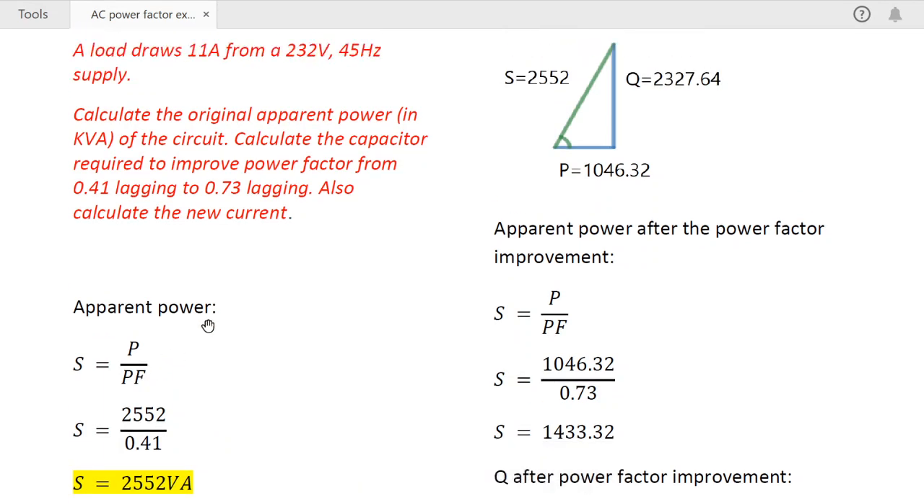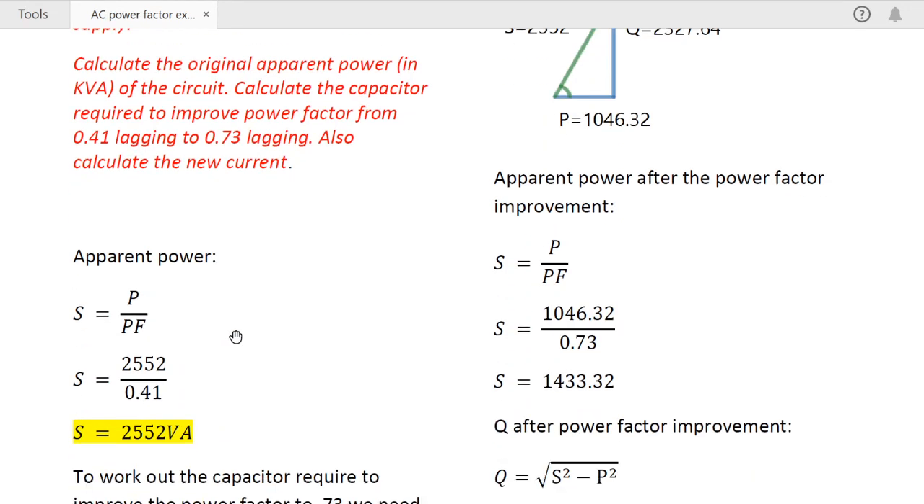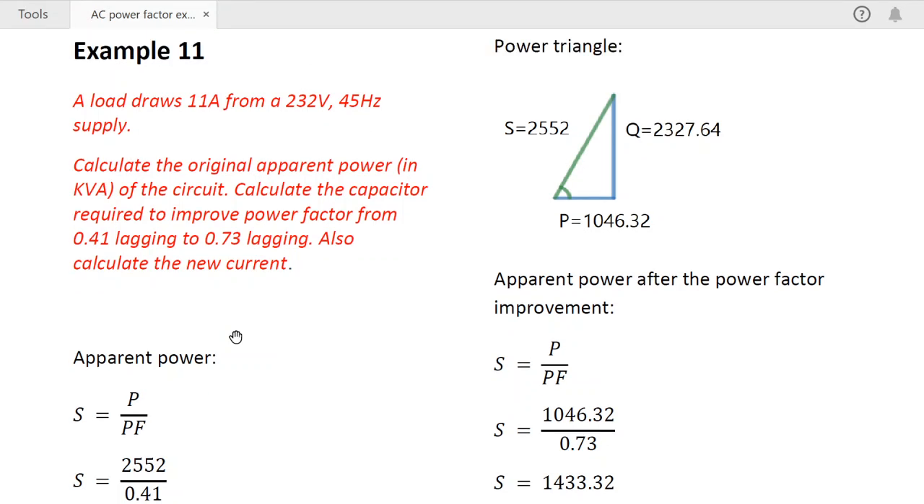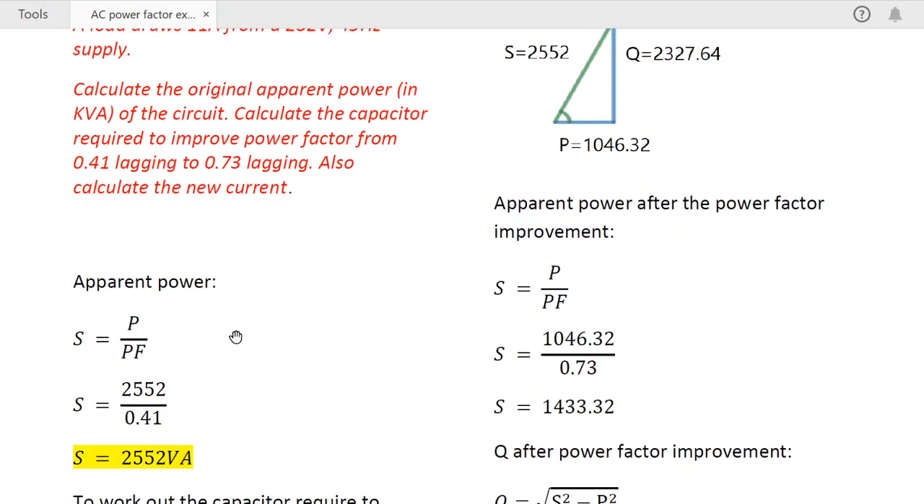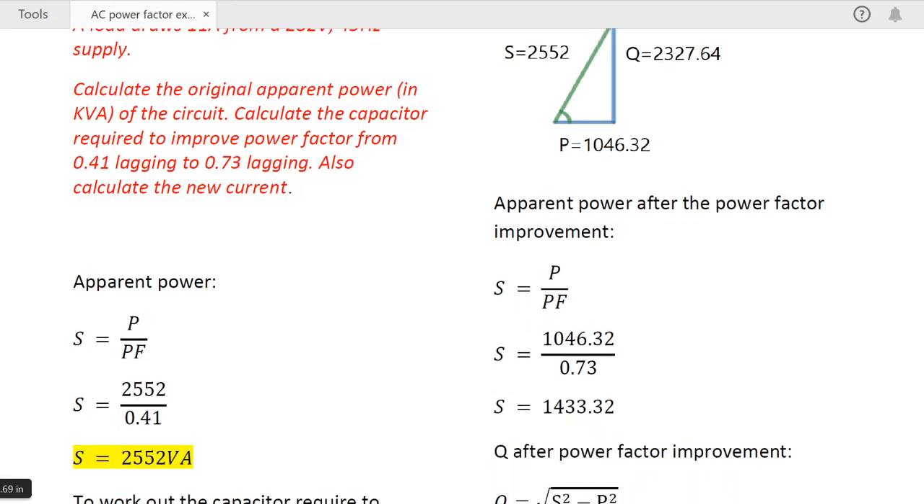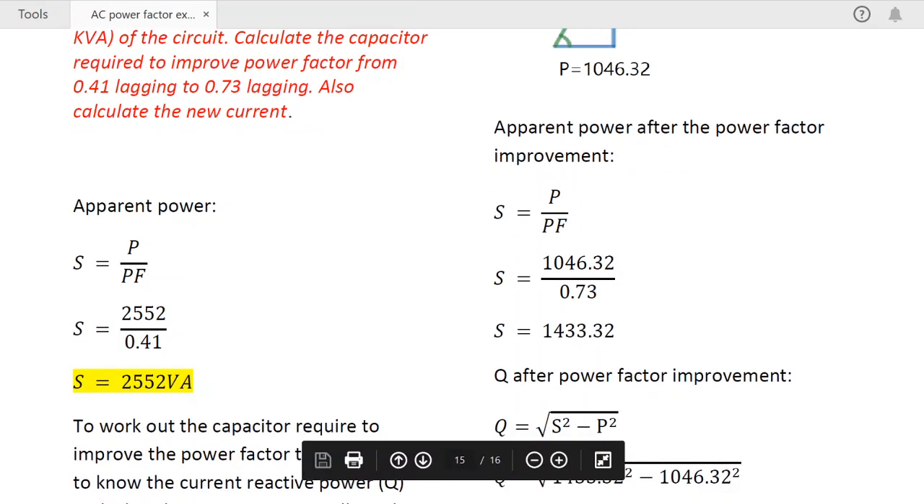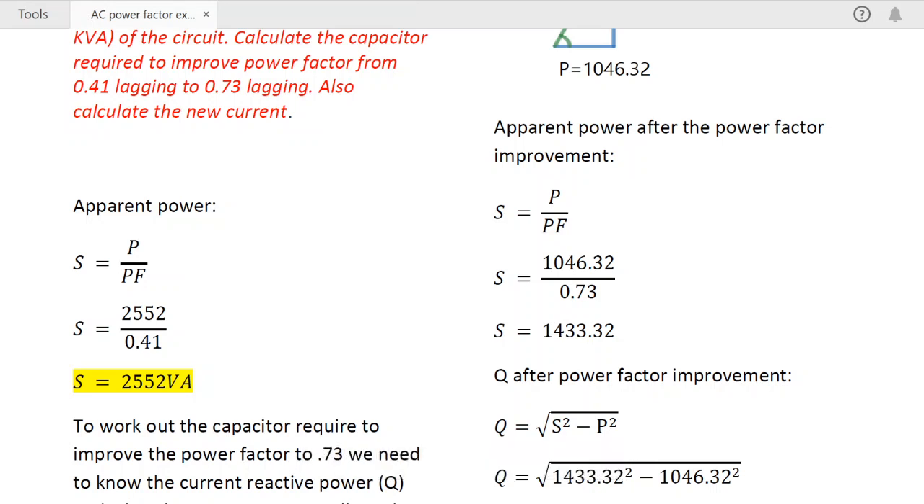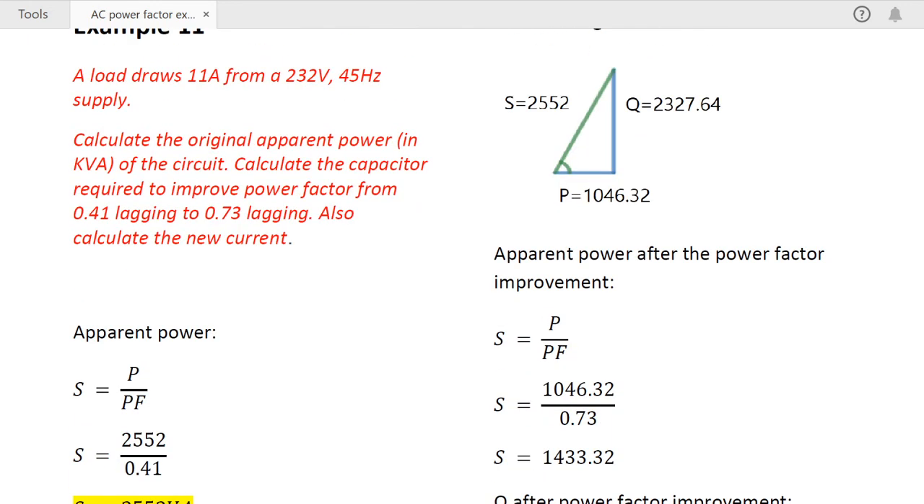So apparent power, what have we got here? Okay, so as I said at the start, I thought it's possible that I've made a mistake, and it appears that I have here. In my haste, it looks like I've used the wrong formula. I've tried to go S equals P over power factor, but we don't have any of those numbers. We don't know what our true power is.